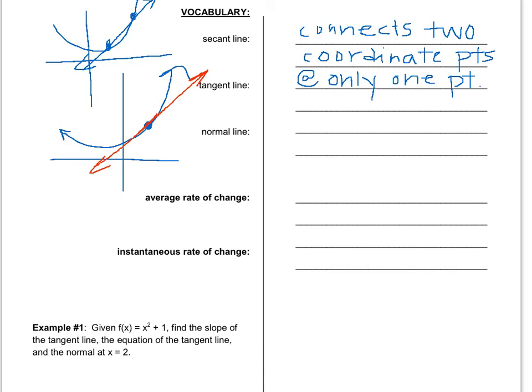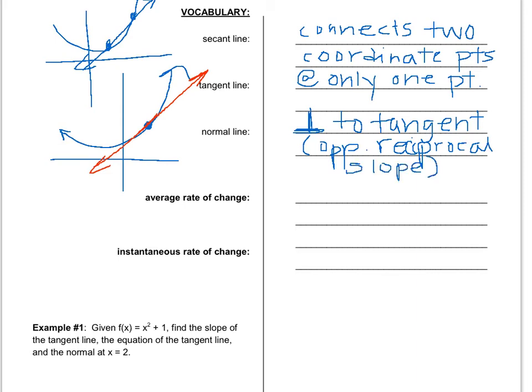The normal line is perpendicular to the tangent. Okay, so it is the opposite reciprocal slope. Okay, if you remember from geometry, anytime you draw two lines that are perpendicular to one another, that's what the normal line would look like. The slopes would be opposite reciprocals.